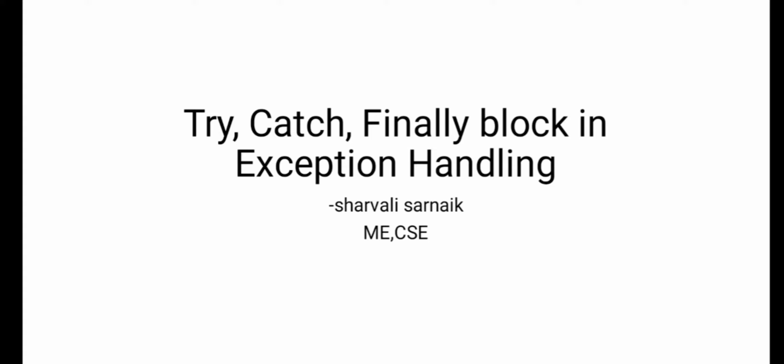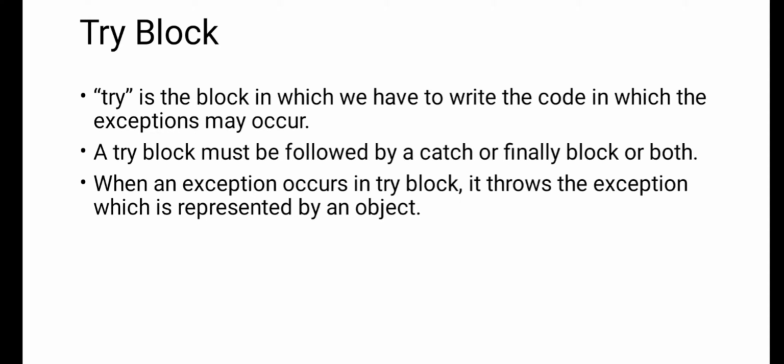Now moving ahead, in this session we are seeing what is the try block, what is the catch block and what is the finally block in exception handling. Let us start with the try block. A try is the block in which we write the code in which an exception may occur. If in a particular piece of code I think an exception might occur, then I will write that code in a try block. Try is a keyword. It is the responsibility of the programmer to guess the code in which the exception may occur.